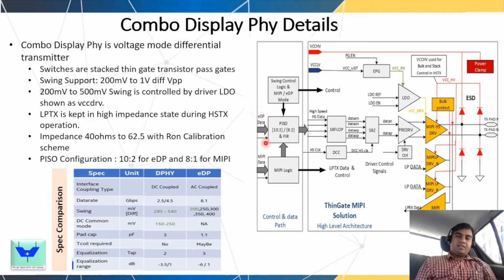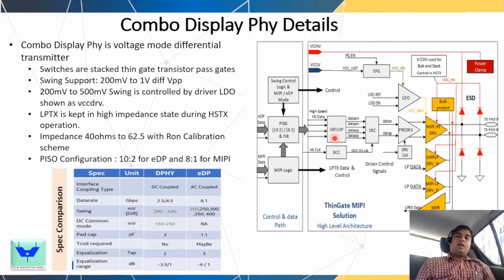Basically, the equalization is required. Maybe one tap TXLE is there. Then afterwards, if you see, this entire path is common, it's a combo PHY, which is softly configurable as eDP or MIPI. So the output of the PSO will be going to the serializer.